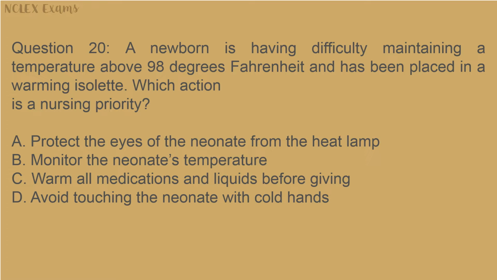Question 20. A newborn is having difficulty maintaining a temperature above 98 degrees Fahrenheit and has been placed on a warming isolette. Which action is a nursing priority? A. Protect the eyes of the neonate from the heat lamp. B. Monitor the neonate's temperature. C. Warm all medications and liquids before giving. D. Avoid touching the neonate with cold hands.